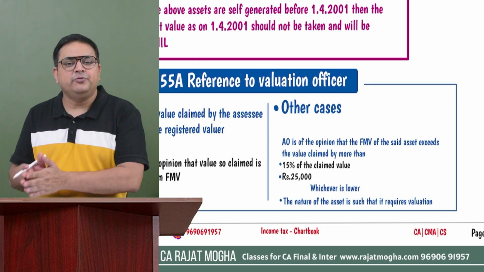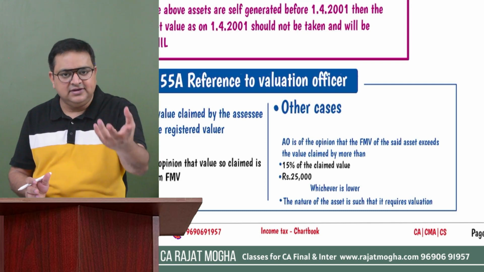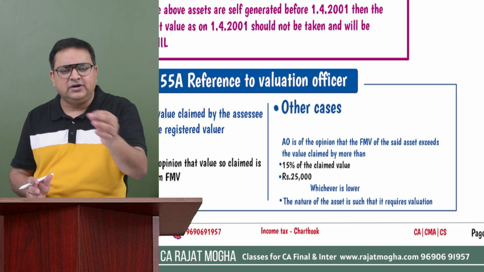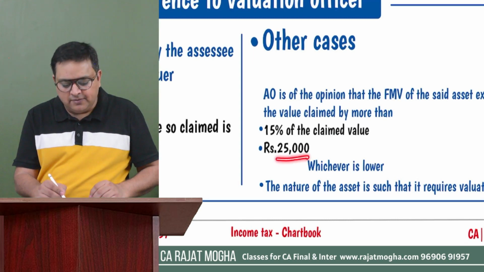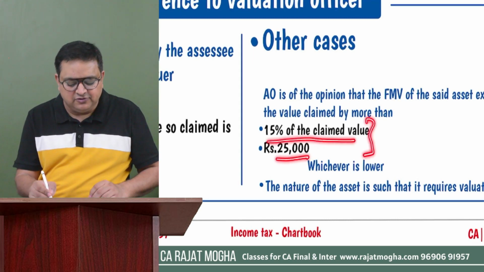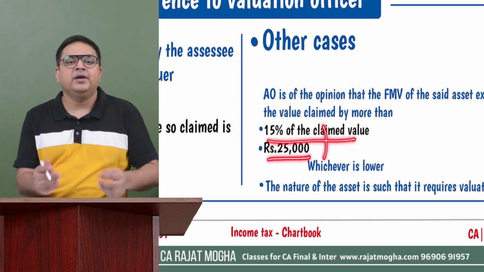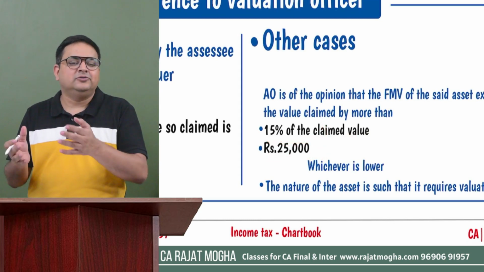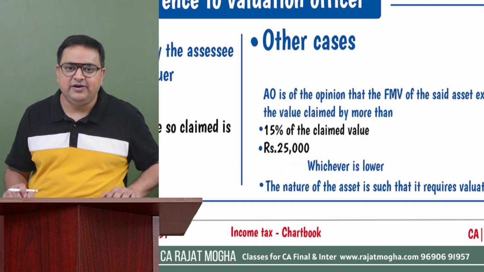Second point, they have given some monetary limit also. If the AO is of the opinion that the fair value of consideration which the assessee is telling us is not correct, and it is deviating by either 25,000 or 15% of the claimed value, whichever is lower, and the AO is having doubt on that, then he can refer this case to the valuation officer.